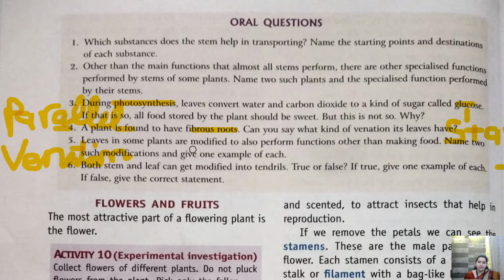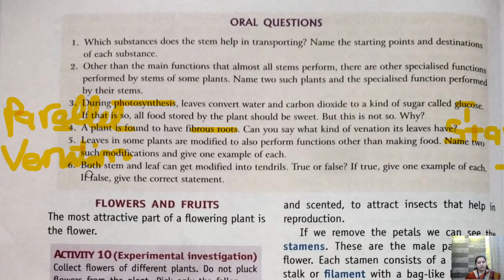Leaves in some plants are modified to also perform functions other than making food. Name 2 such modifications and give one example of each. So in what things does a leaf get modified, dear? Again, leaf can form tendril, isn't it? Leaf can form tendril, and again, leaf is present as a spine in the cactus. Okay, so you will write it like tendrils are formed in a grapevine and spines are formed in cactus.